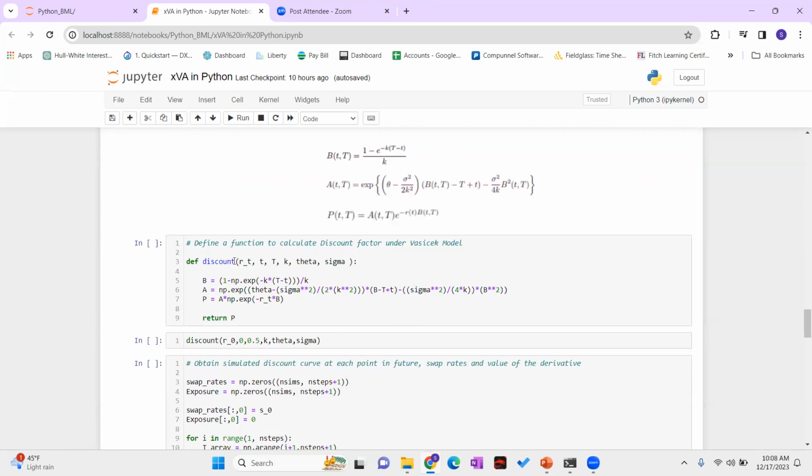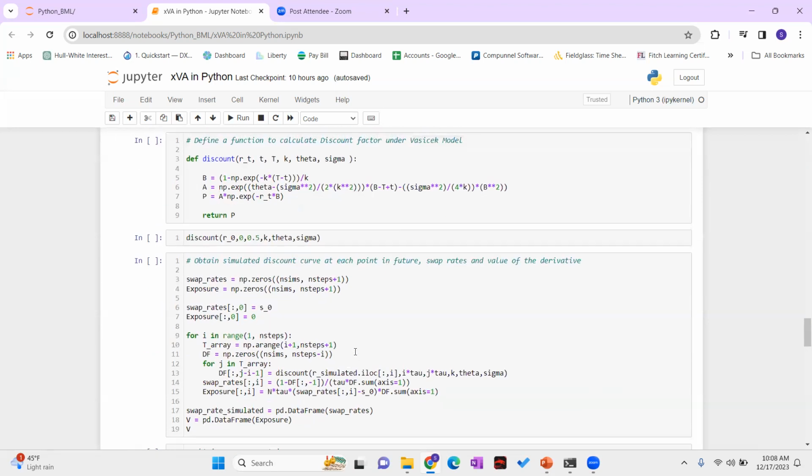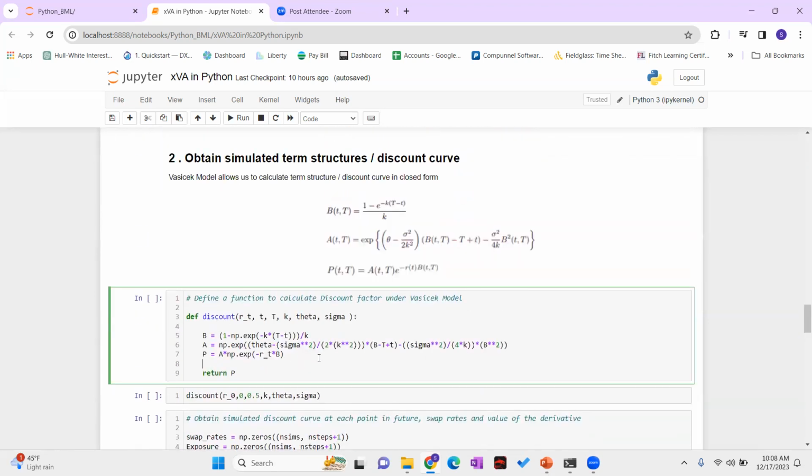So let me not go through these in detail. It'll take a lot of time, but I'm defining a simple discounting function, which basically takes the initial short rate, where you're standing, what is the tenor for which you're trying to calculate the discounting factor, and K, theta, sigma are the parameters.